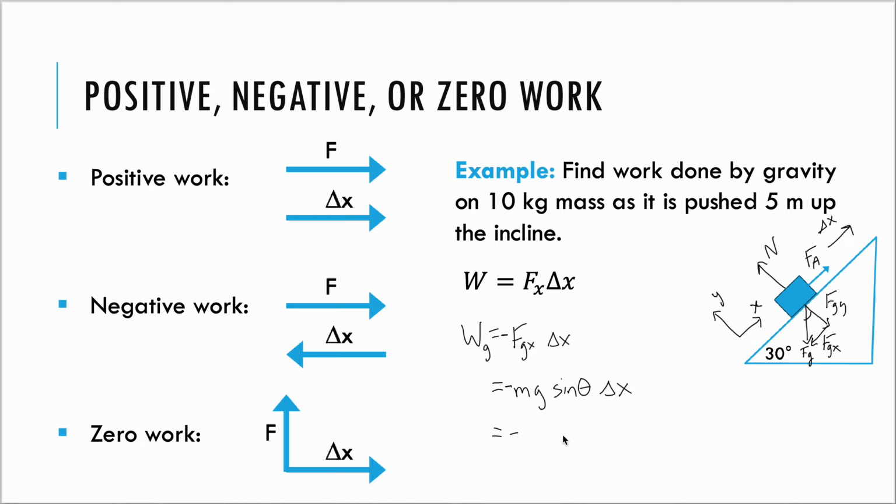When we plug in all of the values, 10 for the mass, 9.8 for g, sine of 30, times 5 meters for the displacement, with a negative sign in front, we're going to get negative 245 joules as the work done by gravity on the block as it moves up the incline.